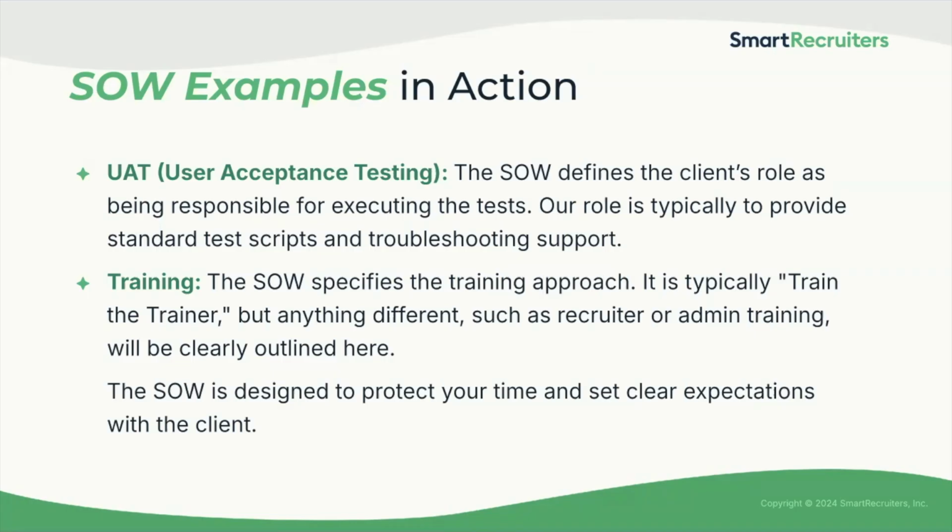The SOW contains a lot of detailed information. Here's a couple of examples of how it clarifies our roles at specific project milestones. So when you get to the section on testing, the statement of work will specify that the customer is responsible for executing the tests themselves. It will also clarify our role, which is typically to provide standard test scripts and support. It also does the same thing for training. So it will spell out the approach, which is most typically a train the trainer model. If there is anything different, like dedicated recruiter or admin training, the SOW will clearly outline it. The key is to make sure you check for these details to set clear expectations with your customer from the start.